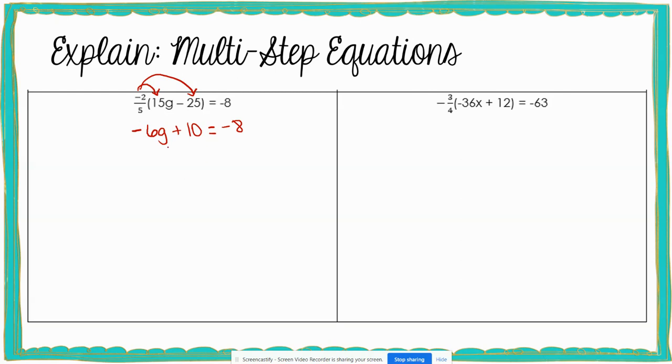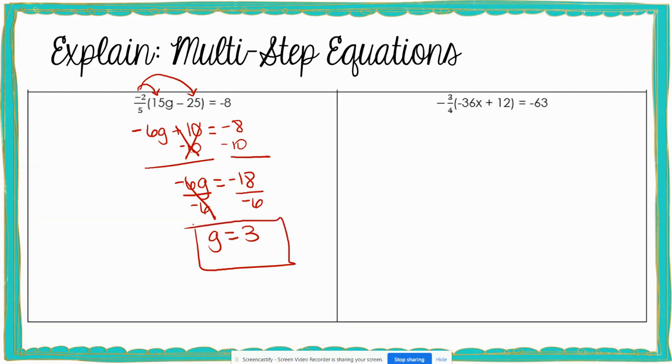Now that both sides are simplified, I can solve like normal. So I am going to subtract 10 from both sides. 10 minus 10 cancels and leaves me with negative 6g equals, and negative 8 minus 10 is negative 18. Now I can divide by negative 6 on both sides. These will cancel to leave me with g equals, and negative 18 divided by negative 6 is positive 3.